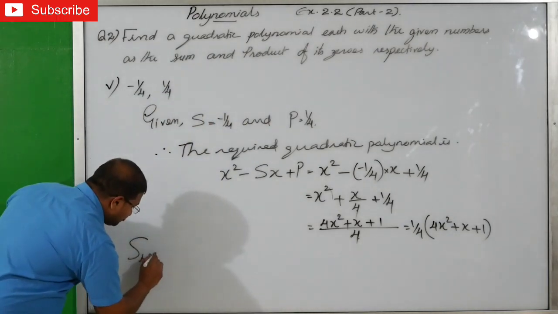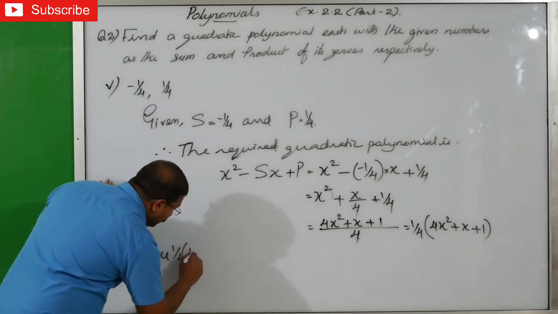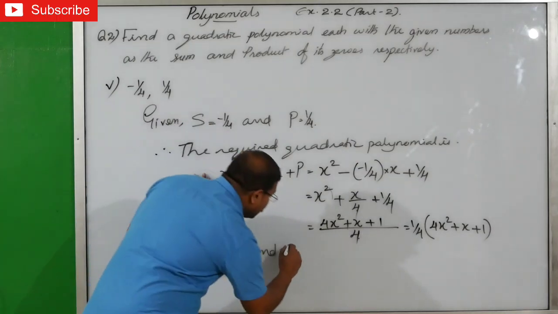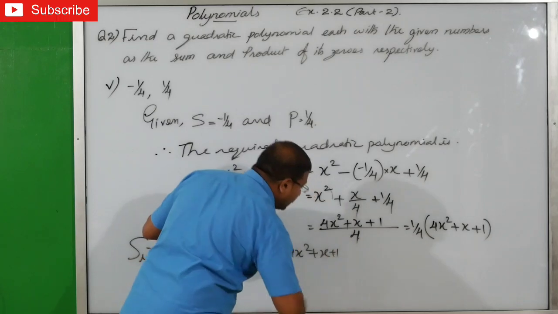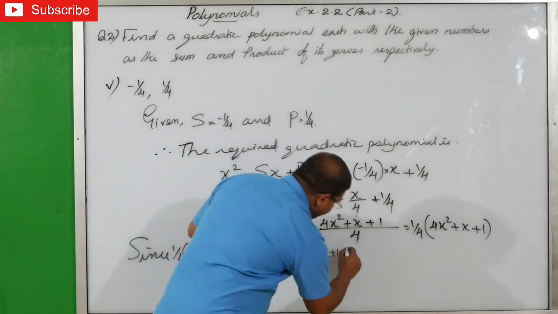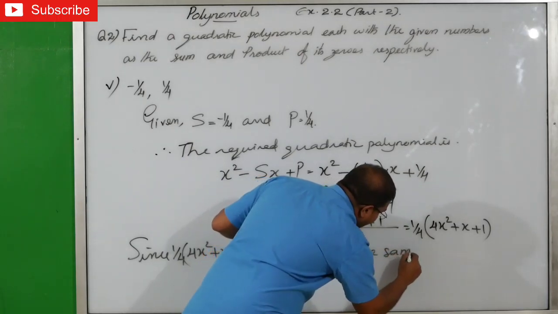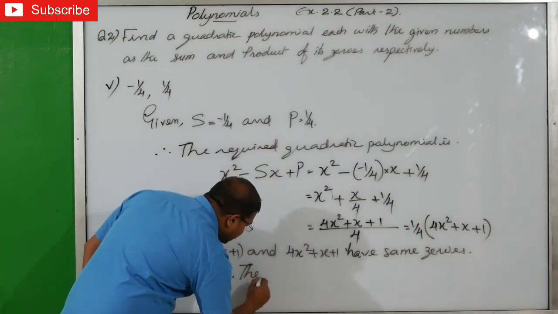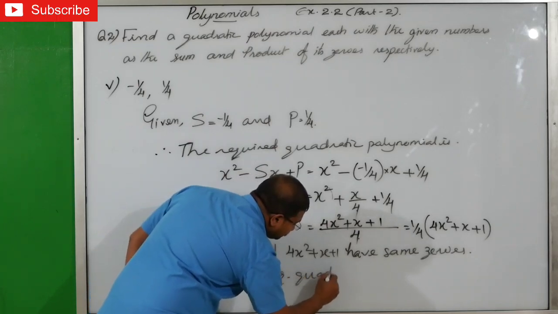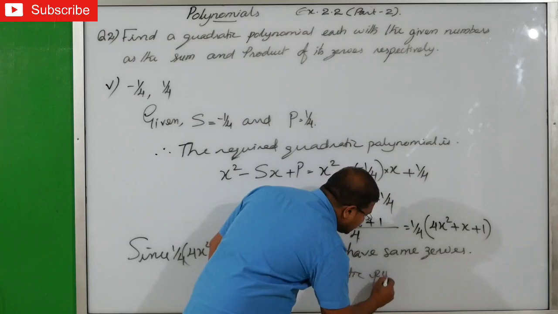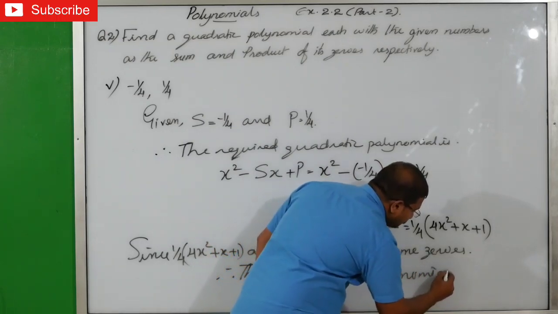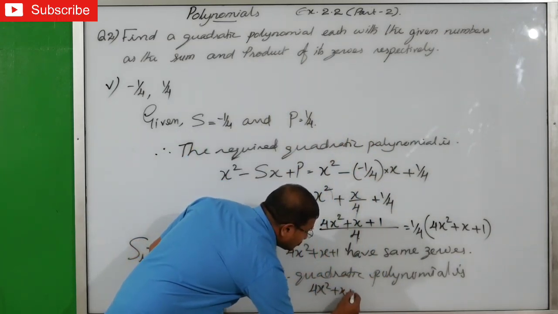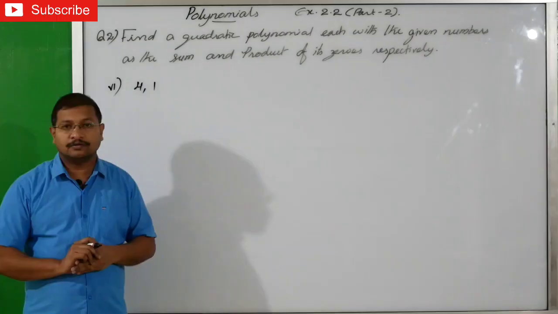Then what you'll write? Since 1 by 4 into 4x square plus x plus 1 and 4x square plus x plus 1 have same zeros, therefore the required quadratic polynomial is, what you'll write? 4x square plus x plus 1. Is okay? Let's see the next question.